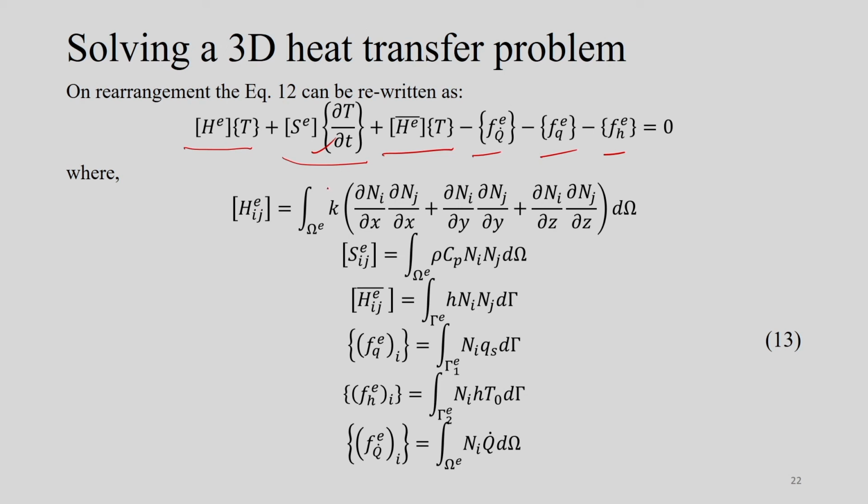In general, Hij is basically in terms of k times del Ni del Nj by del x, plus del Ni del Nj by del y, plus del Ni del Nj by del z, and this is over the volume. The S term also comes over the volume: rho Cp Ni Nj. The other H term is the heat transfer coefficient, but this is over the surface. Fq is any heat flux, a surface flux. If this is the heat loss to the reference temperature, it comes over the surface, and if there is internal heat generation, it is over the volume. These are the typical expressions. Some integrals extend over the volume, and in some cases over the surface. Combining all these terms, we can form a linear system of equations.